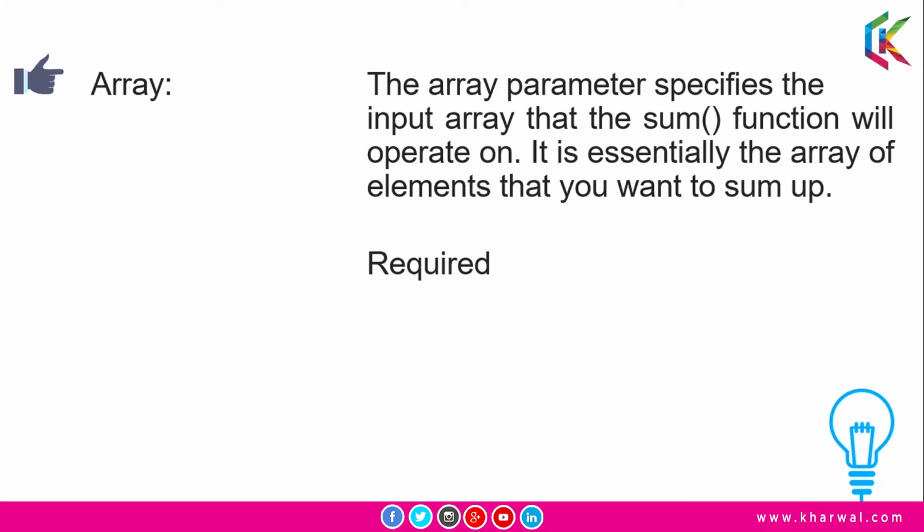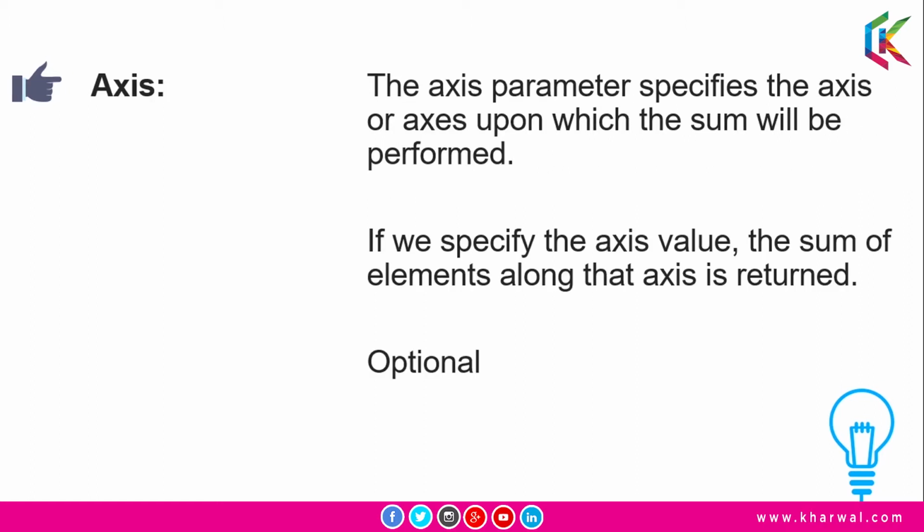So the first parameter is the array parameter and it is a required parameter. The array parameter specifies the input array that the sum function will operate on. It is essentially the array of elements that you want to sum up. And now moving on to the next parameter, and that is axis. The axis parameter specifies the axis or axes along which the sum will be performed. If we specify the axis value, the sum of elements along that axis is returned, and it is also an optional parameter. So let's go ahead and we'll discuss axis.